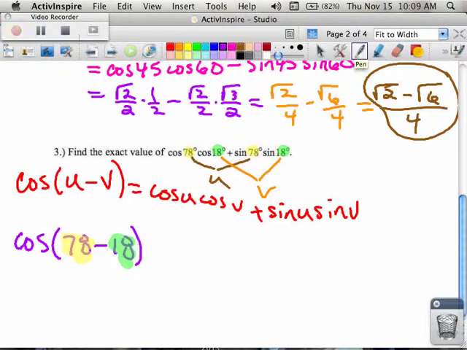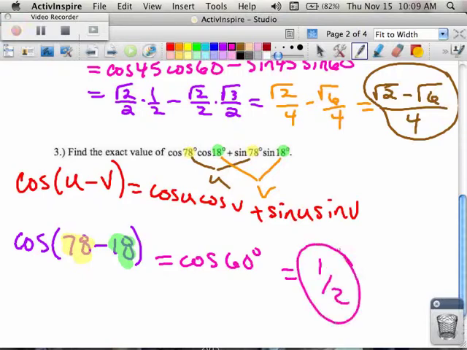And the cool thing about that is that what's going on then is that you're really saying this is the cosine of 60 degrees. And if you look on your unit circle, the cosine of 60 is 1/2, and so that's your answer.